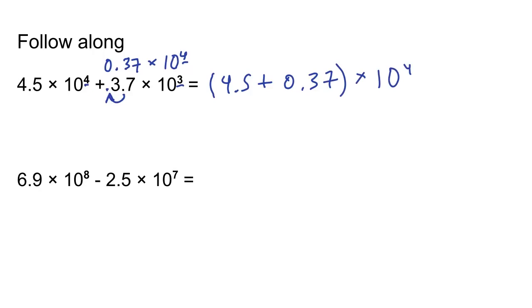And 4.5 plus 0.37 is 4.87 times 10 to the 4th. And that's my final answer.